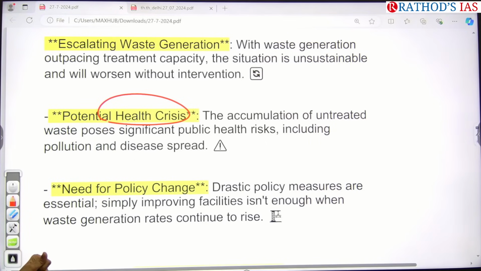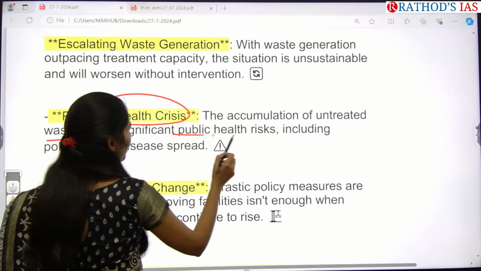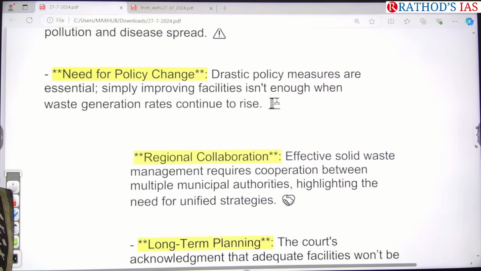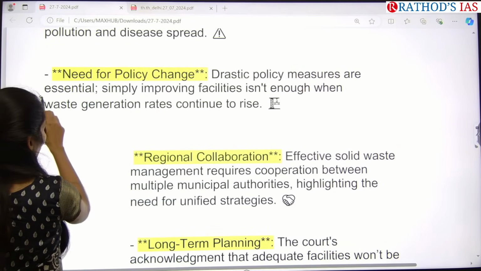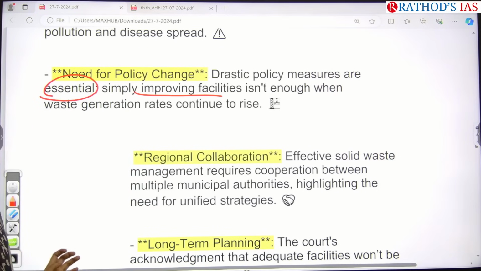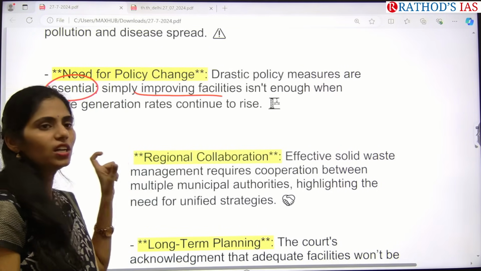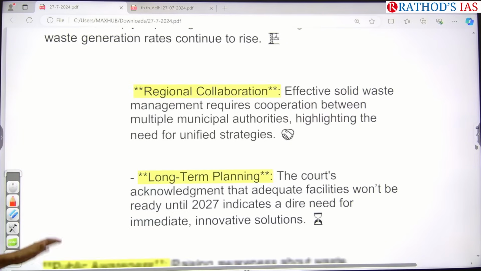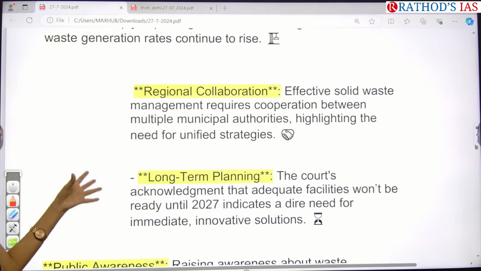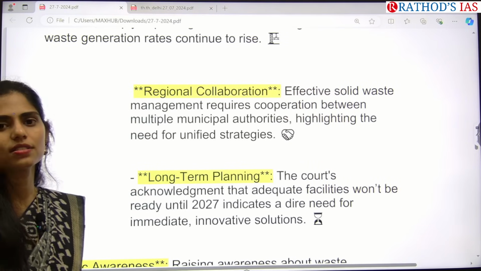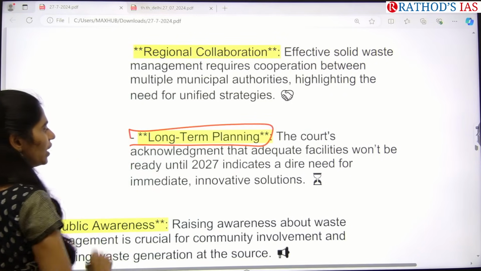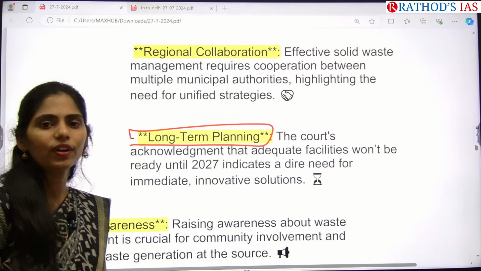The accumulation of untreated waste poses a significant public health risk: pollution is happening, and there is even a rapid spread of diseases. Because of this, we need a proper policy change. Drastic policy measures are very important, and we have to improve the facilities so that waste generation rates can be decreased or processing can be increased. Next, we need regional collaboration among multiple municipal authorities, and we can come up with different strategies to address this problem. Next, proper long-term planning is very, very important so that we can have innovative solutions.